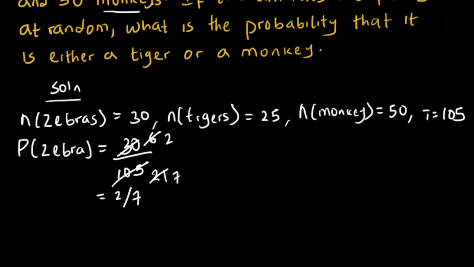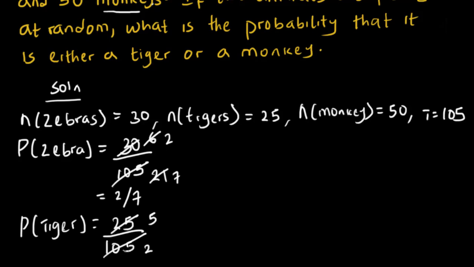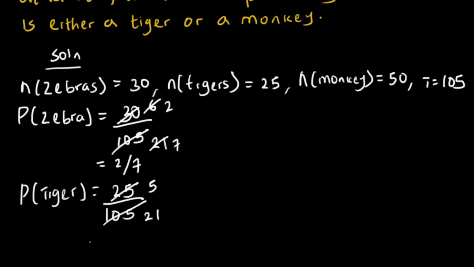Probability of picking a tiger. How many tigers do we have? 25 all over. What's the total number of animals? 105. 5 in 25 is 5. 5 in 10 is 2. 5 in 5 is 1. So we have 5 over 21.